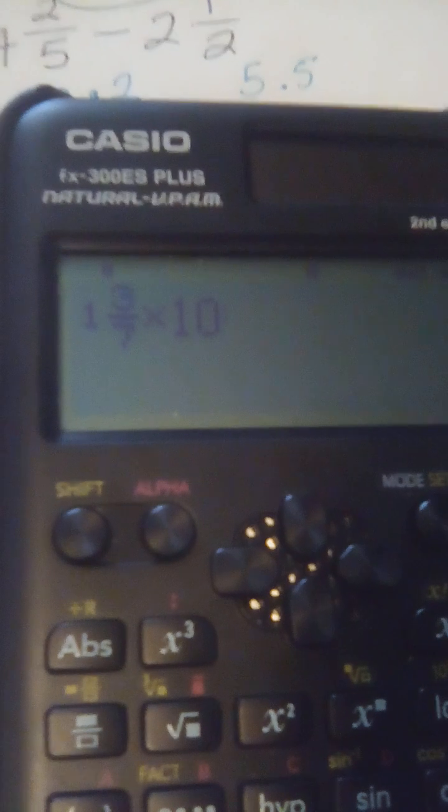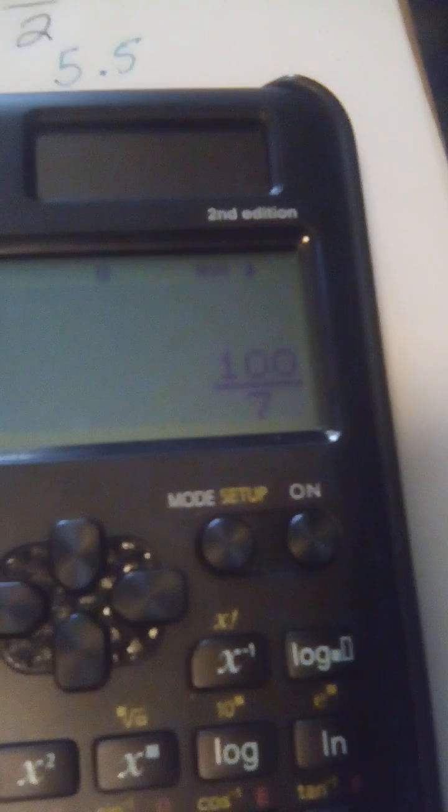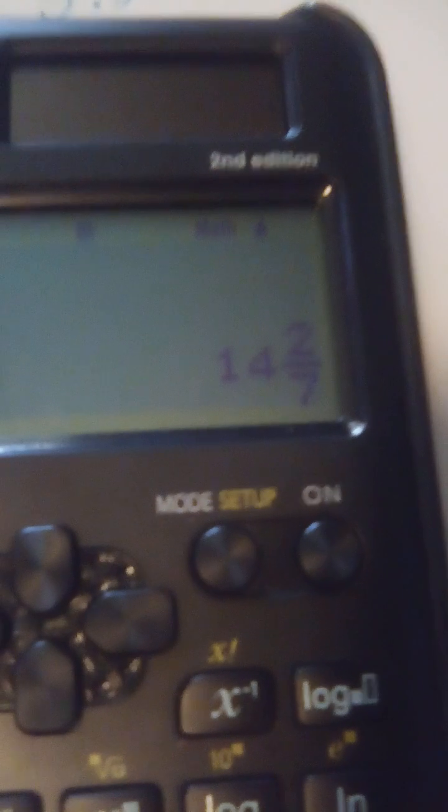1 3/7 times 10. Now we got that right. Convert this into an improper fraction. 14 and 2/7. It matches, right? So that's our final answer.